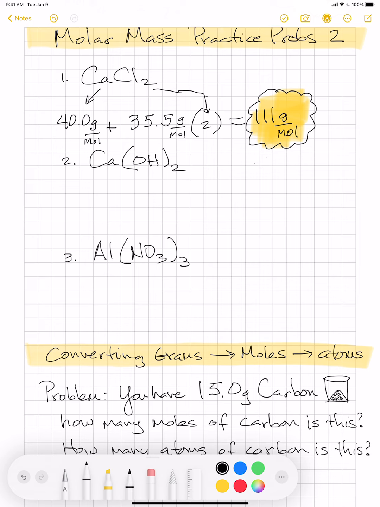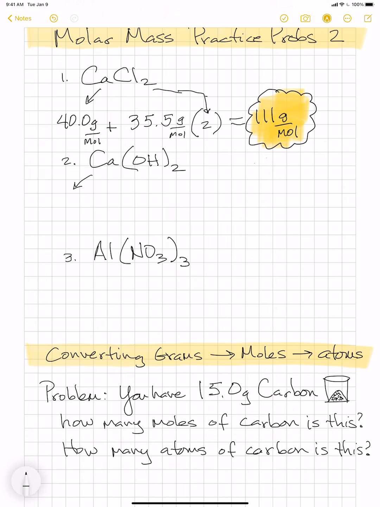So we've got, this one has parentheses. Ooh, scary. It's not really. Let's do it together. Okay, so we've got calcium. All right. Calcium, again, is in group 2. It's 40.0 grams per mole. Okay, and if you don't know where I'm getting those numbers, refer back to the last set of notes where we talked about how to get those.